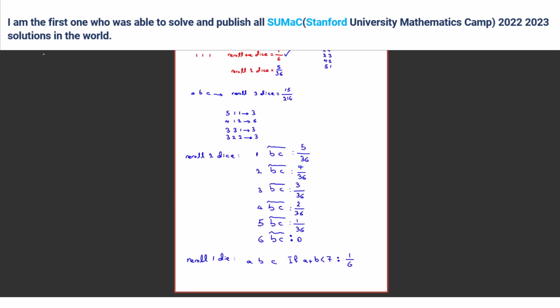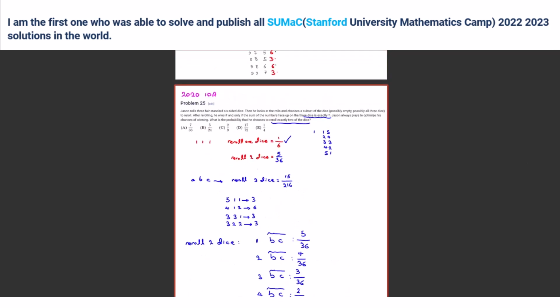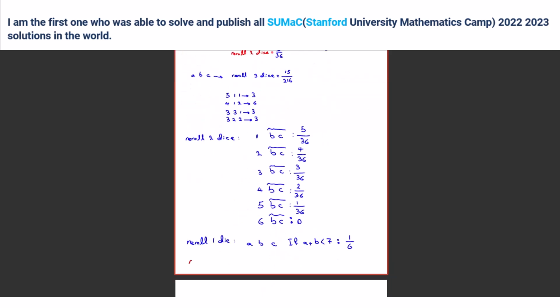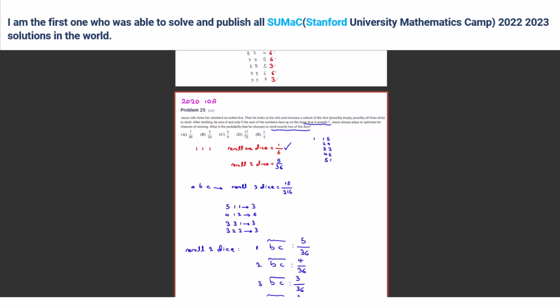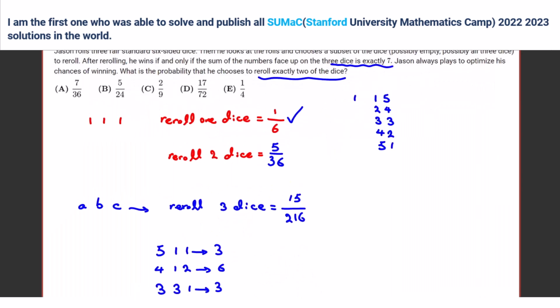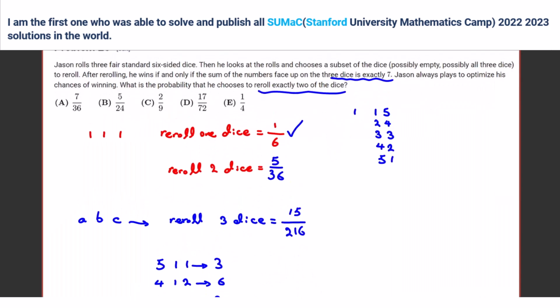Yeah. So if we have two numbers whose sum is less than 7, we reroll one die, not 2 dice or 3 dice, right? And we reroll 0 dice if the sum is 7, if a plus b plus c is 7. Okay. Now it says, what's the probability that we reroll exactly 2 of the dice?